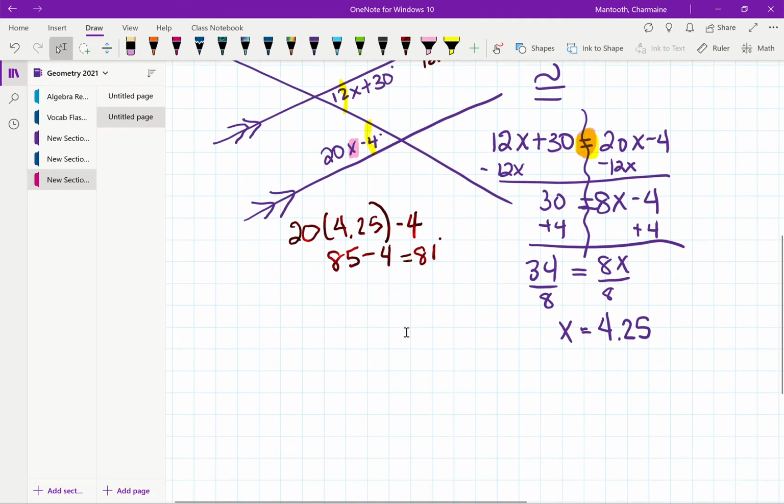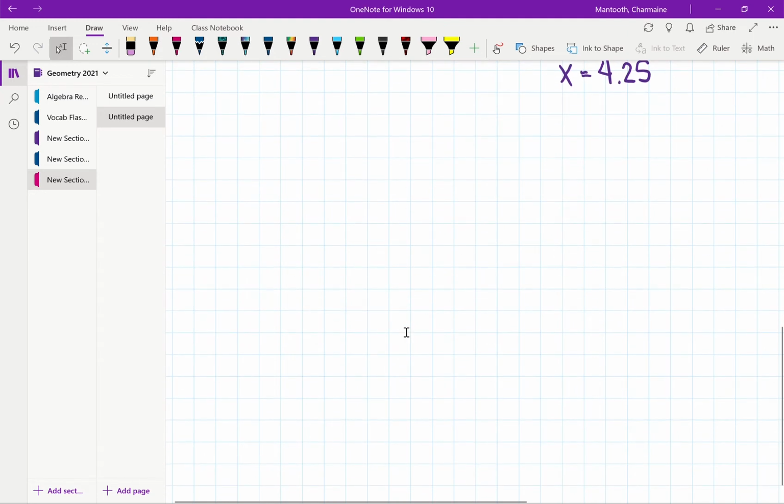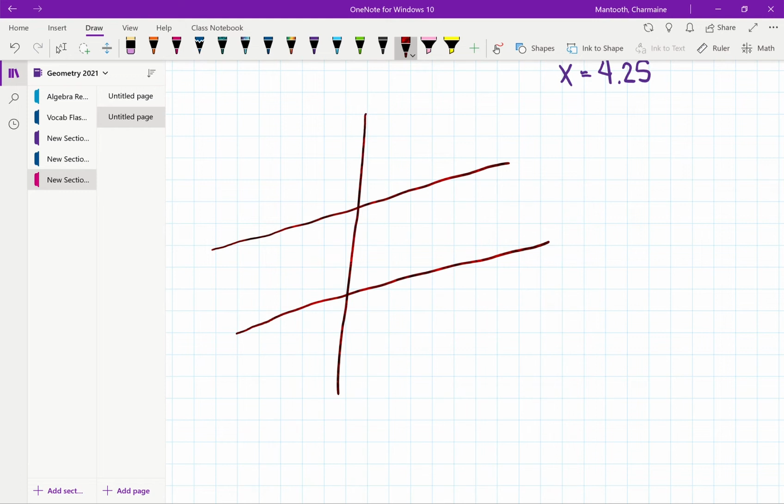parallel. The only other possibility is that you get an angle pair that is known to be a supplementary angle pair. So let's say I have another example. That's a pair of parallel lines. Let's say that this angle measures 35x minus 5 degrees, and this angle measures 20x minus 13 degrees.